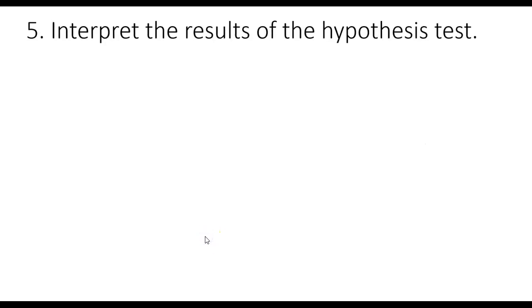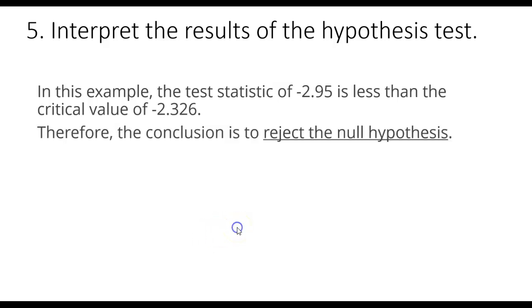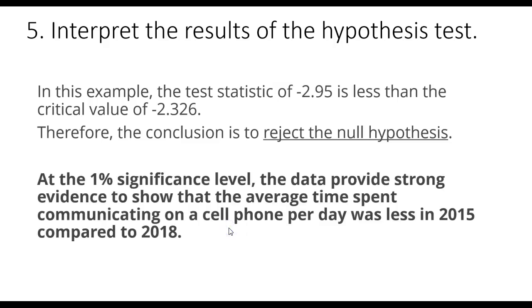Now that I have all of that information, I am ready to interpret the results of the hypothesis test. In this example, the test statistic of negative 2.95 is less than the critical value of negative 2.326. That means the test statistic is going to fall in the rejection region. Therefore, the conclusion is to reject the null hypothesis. How do we interpret that? At the 1% significance level, the data provides strong evidence to show that the average time spent communicating on a cell phone per day was less in 2015 compared to 2018. Step by step, and you'll get the results you want.